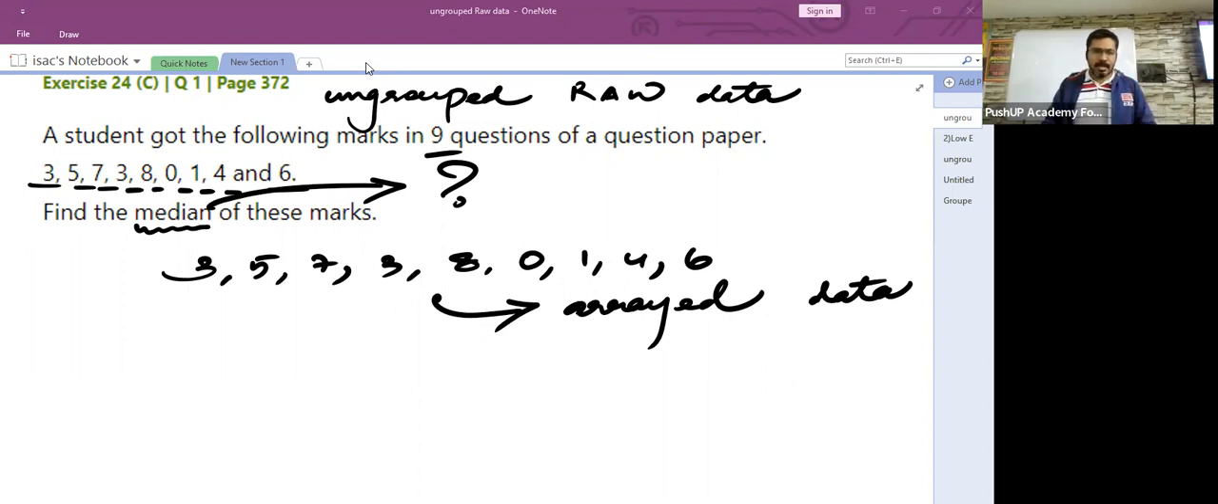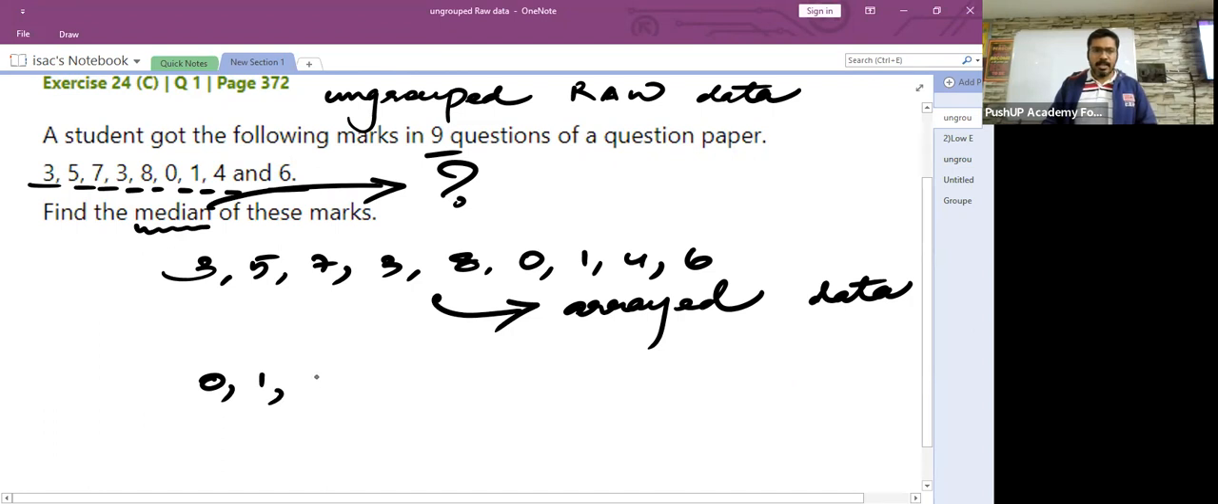What will be the first number? 0. Then comes 1. Then comes 3. Again a 3.